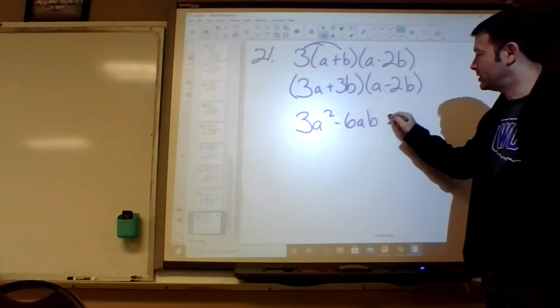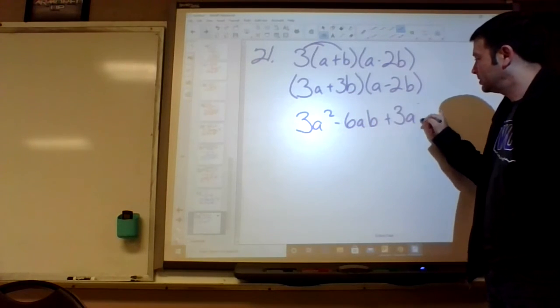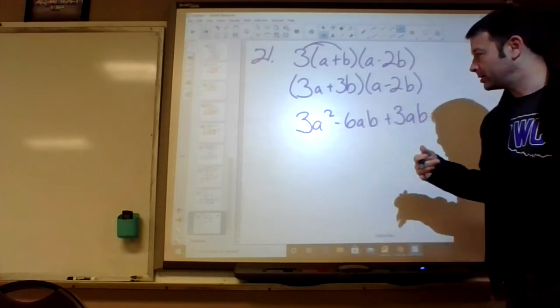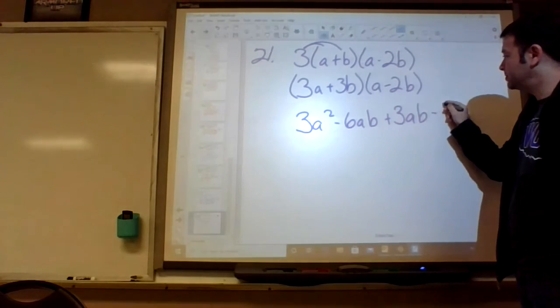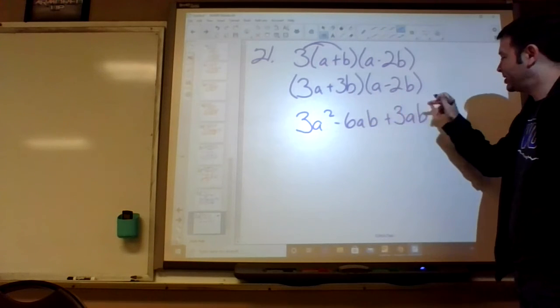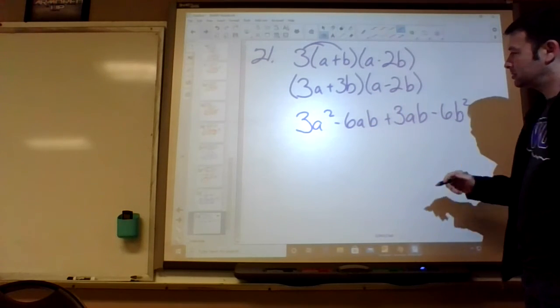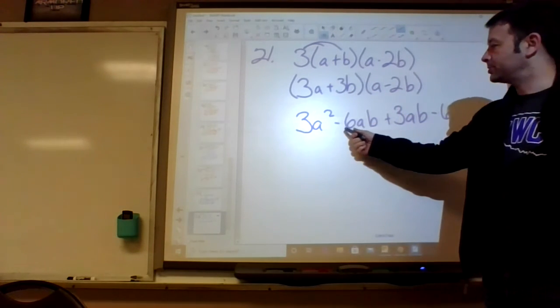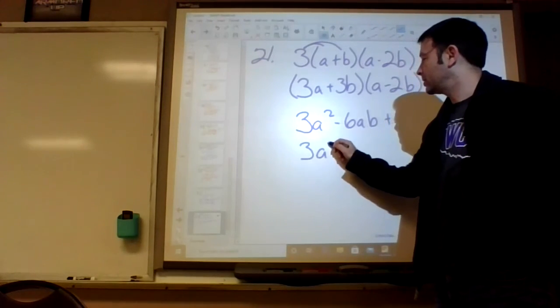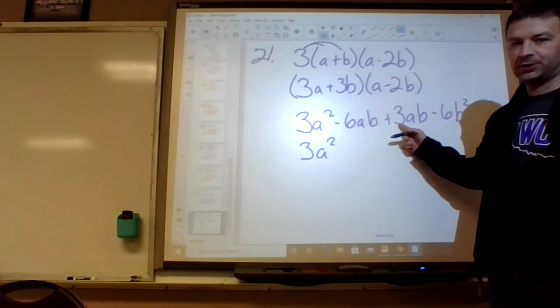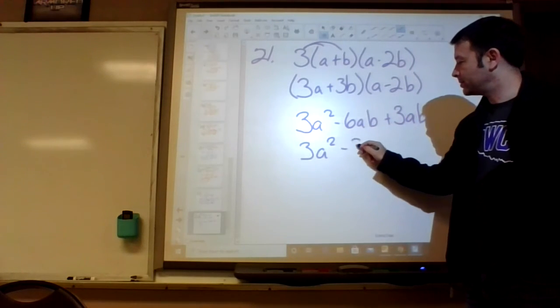3b times a is 3ab. You could say 3ba, doesn't matter. And then 3 times minus 2 times b times b. Okay, and again, our middle terms are going to go together. So it's 3a squared minus 6 plus 3 minus 3.